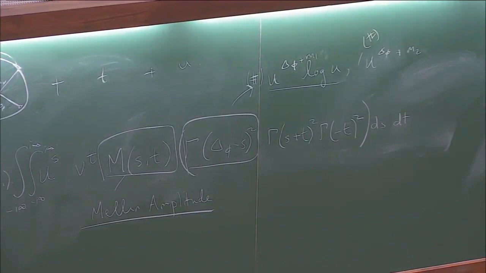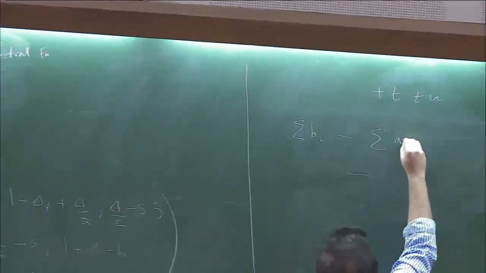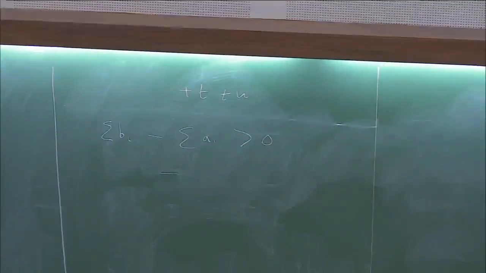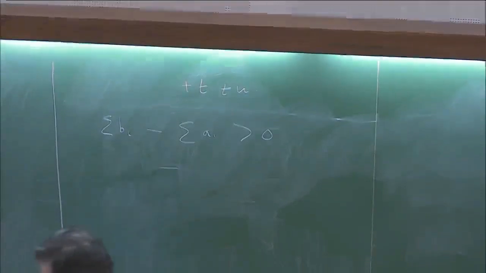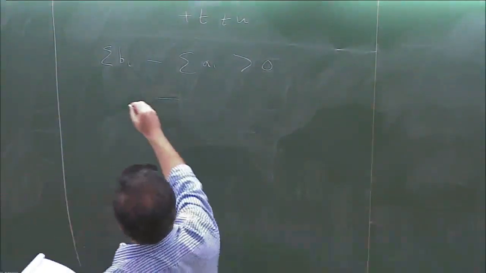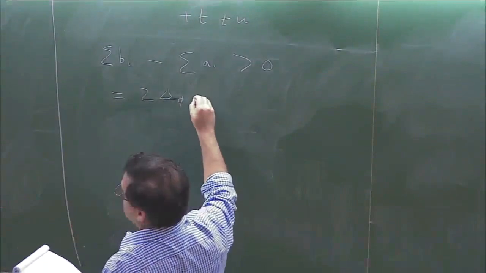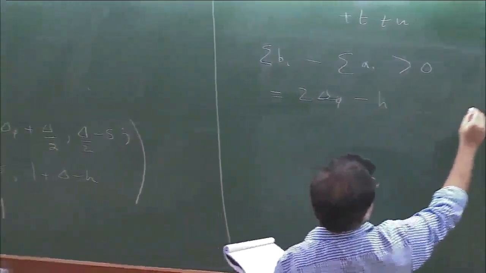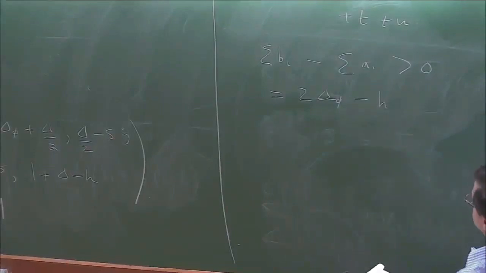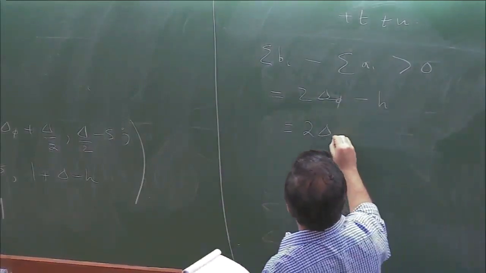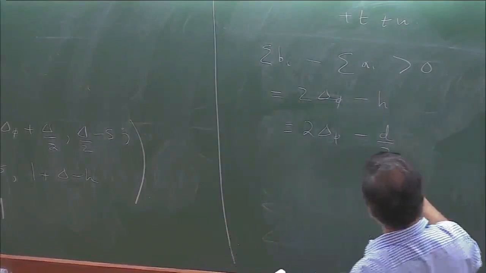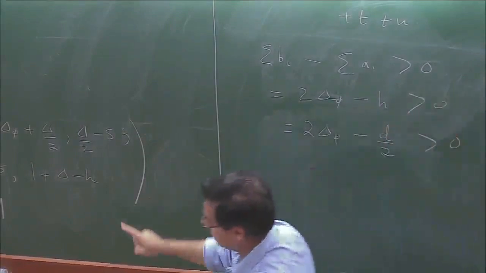There's another reason why I explicitly wrote the arguments out. 3F2 is well-defined only if the sum over the B's, which are the two arguments, minus the sum over the A's is bigger than zero. If you just do this in your head, you will see that this is 2 delta phi minus h, where h is the dimension divided by 2. So this is 2 delta phi minus d by 2, and this has to be bigger than 0 for this expression to be valid.